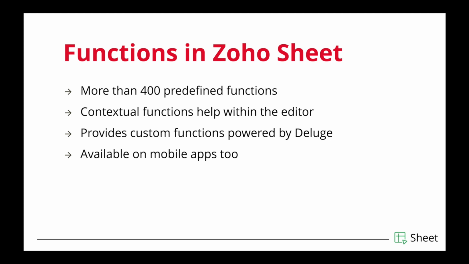Apart from predefined functions, Zoho Sheet also provides you with custom functions powered by Deluge, using which you can create your very own personalized functions. Using custom functions, you can also bring in contextual data from other applications such as Zoho CRM, Books, or other third-party applications such as Trello, etc. And these predefined functions in Zoho Sheet are also available on our mobile apps, so you can work on functions on the go using your smartphones and tablets too.